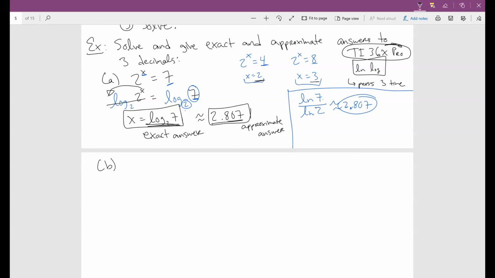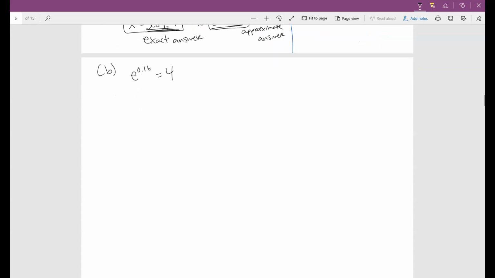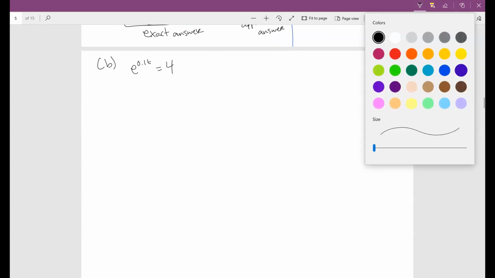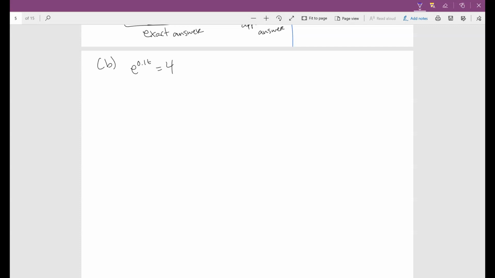Okay, so let's say we want to do e to the 0.1t is equal to 4. How would you solve something like this? Well, the first thing we want to do is think of the natural log, which will cancel out the e. So the log will be the natural log, and then we're just going to put e to the 0.1t, then 4. You'll see that this guy's going to go away, and you're left with the 0.1t by itself, and ln of 4.